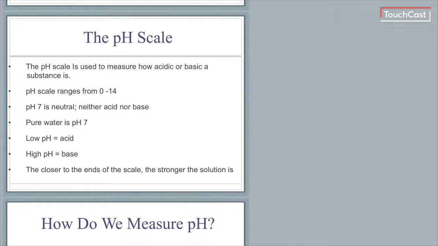When we look at the pH scale, it is used to measure how acidic or basic a substance is. The pH scale ranges from 0 to 14. A pH of 7 is neutral, which means it's neither an acid nor a base. Pure water has a pH of 7. Low pH is an acid, high pH is a base. The closer to the ends of the scale, the stronger the solution is. So the closer an acid is to 1, or the closer the base is to 14.